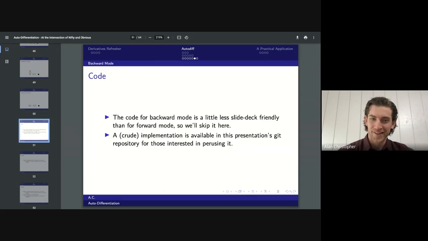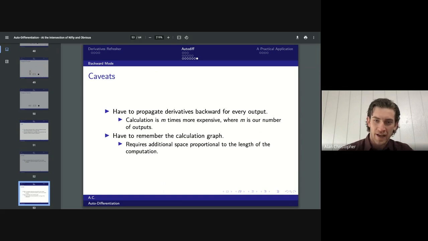So we now have to remember the entire graph. So in addition to having this input output compute cost trade-off, there's also a space trade-off. And again, if you have a short calculation like our toy one here, the amount of space is going to be measured in tens of bytes. If you're doing millions of flops, this can start to create memory pressure and become relevant.